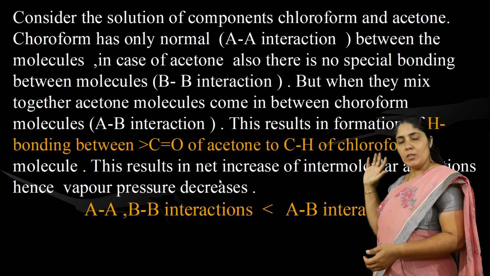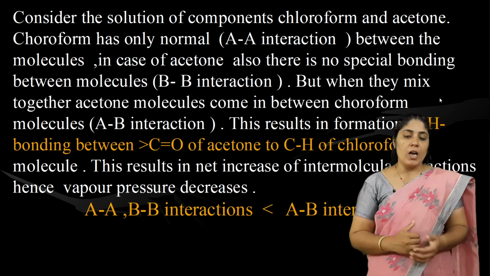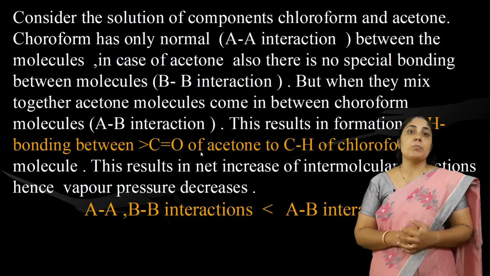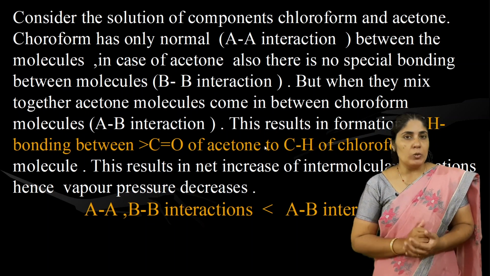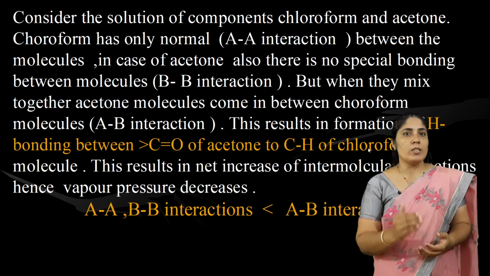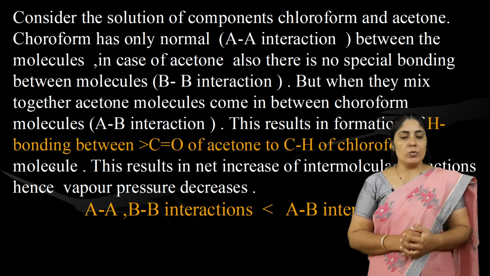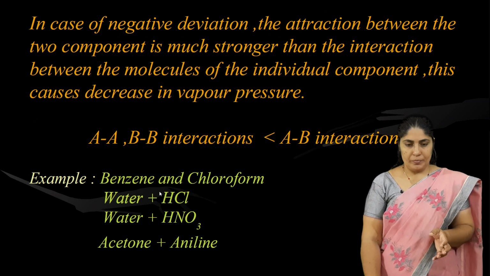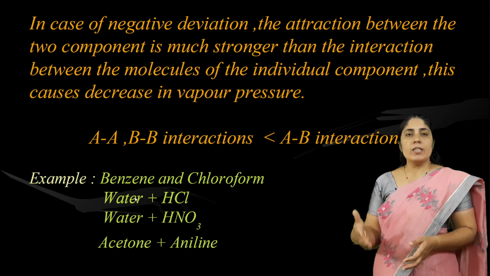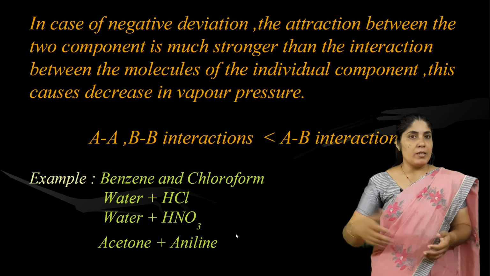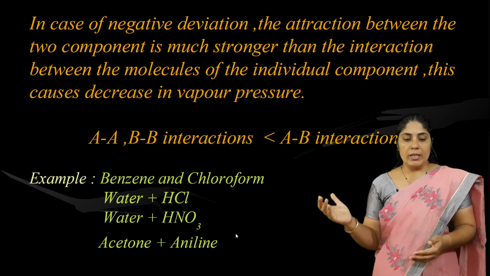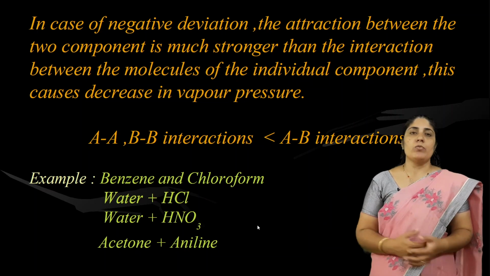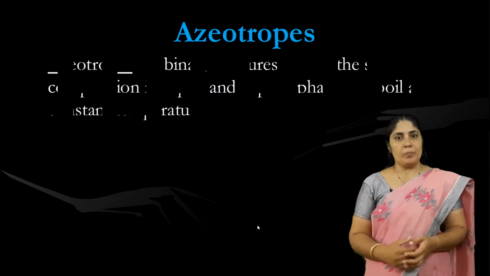I have explained it one more time. Now you can see how the hydrogen bonding is formed. The hydrogen bonding formed here is between the carbonyl group, the C double bond O linkage of acetone, and the hydrogen of the chloroform molecule. Various examples under this category are benzene and chloroform, water and HCl, water and HNO3, acetone and aniline, and we have many more examples also.